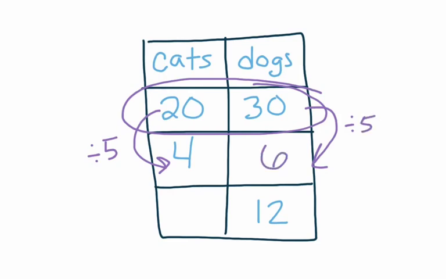Now to fill in my last missing number, since I'm trying to get to 12 here, I can either use 6 or 30. In this case, I'm going to use 6 because I know I can do 6 times 2 to make 12. And doing that on the other side, 4 times 2 makes 8. I now have my 2 missing numbers.